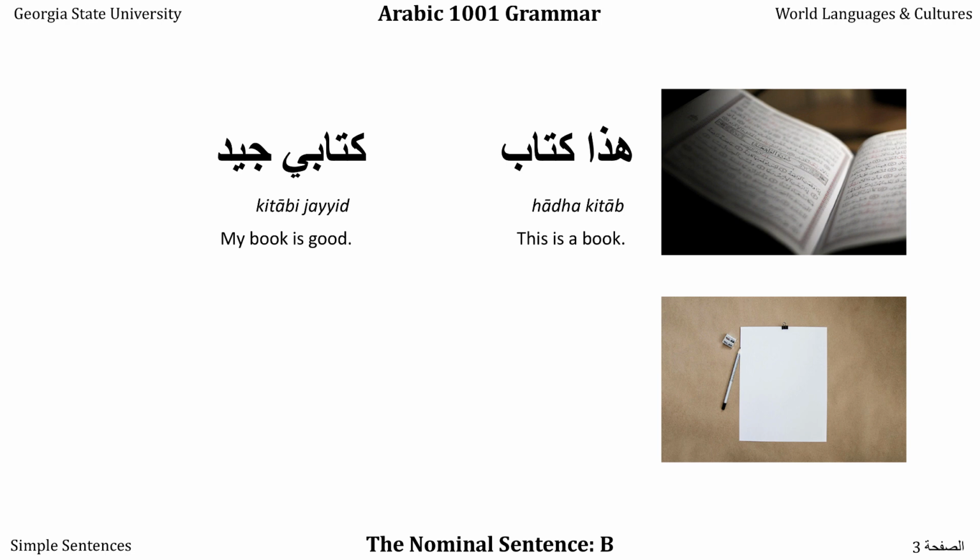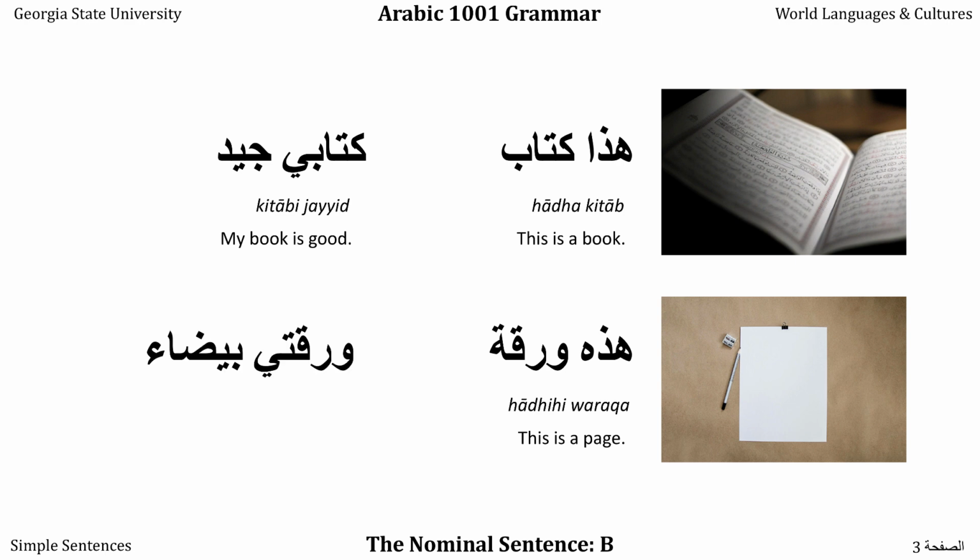We can look at our page. We can say, هذه ورقة. This is a page, definite to indefinite. But if we say ورقتي, we have taken the word ورقة and we have put the e suffix on it. But look out, because ta marbuta, ورقة ends with ta marbuta, can only be the final letter in a word.